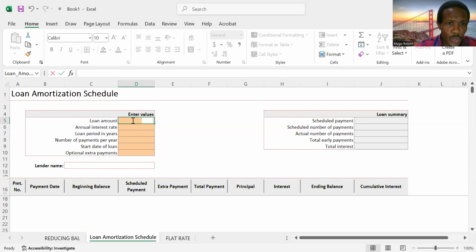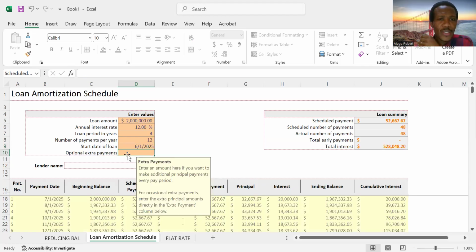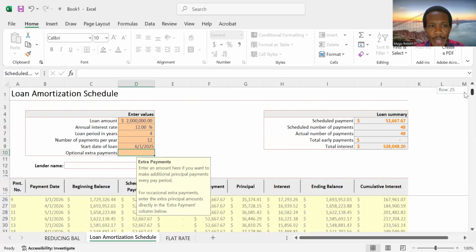The loan amount is 2 million. Remember, we were working with 2 million. The annual interest rate was 12% per annum. The period was 4 years. The number of payments per year, we agreed it was monthly. So that is 12 payments per year. Start date of the loan, we agreed it is June 2025. Optional extra payments we don't have. Now, you can see it will generate me some sheet.